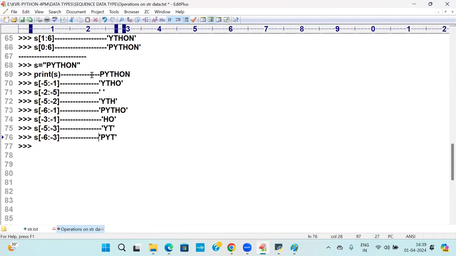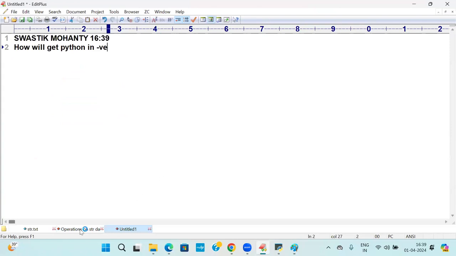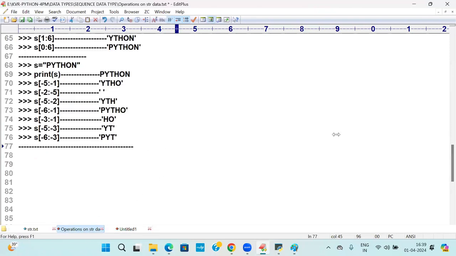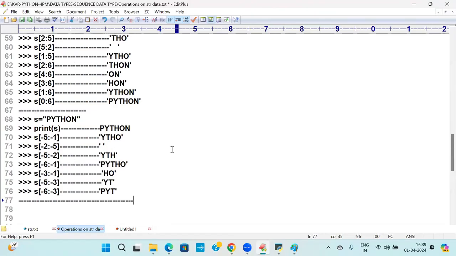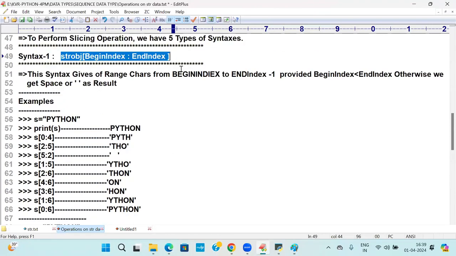Swastik Mohanty, please hold on, my dear student. I will take it up, don't worry about it. Your doubt I will take into one place. I'll come to your doubt after a few minutes. Okay? So, I will move further. Did you understand this part?